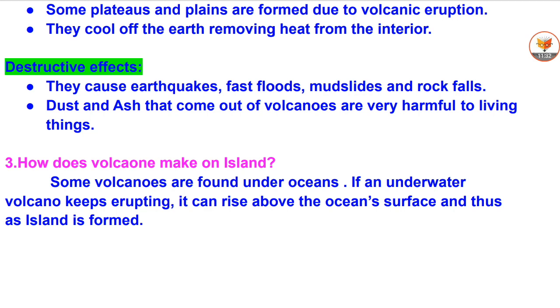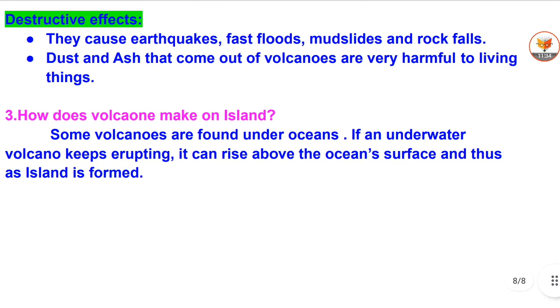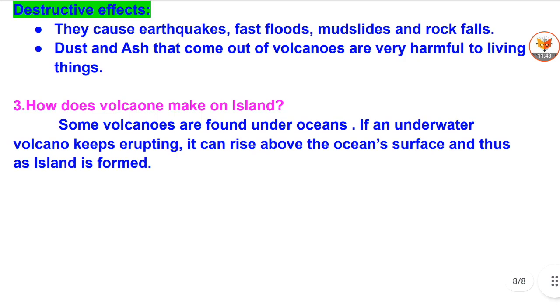3. How does a volcano make an island? Some volcanoes are found under oceans. If an underwater volcano keeps erupting, it can rise above the ocean's surface and thus an island is formed.